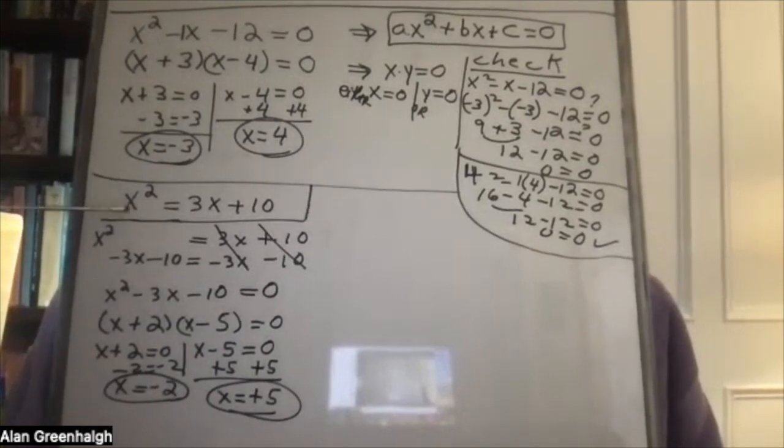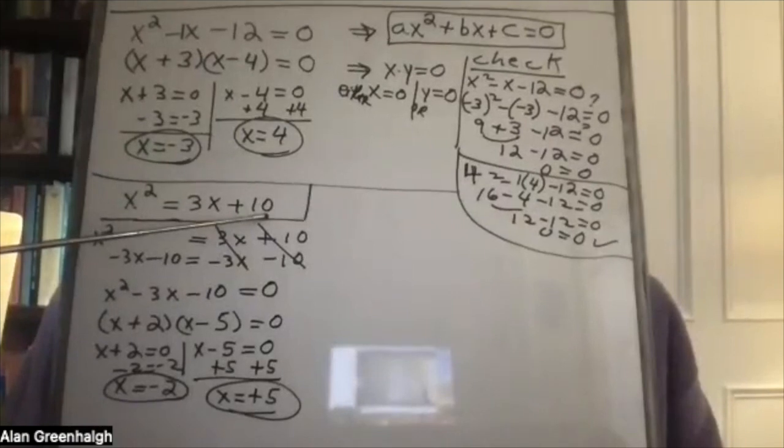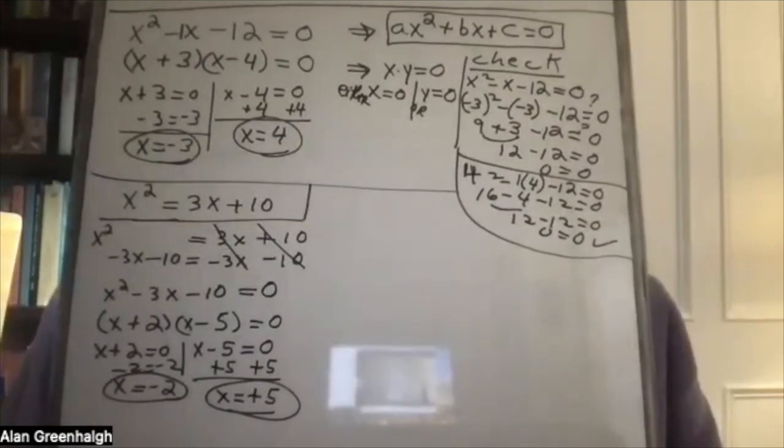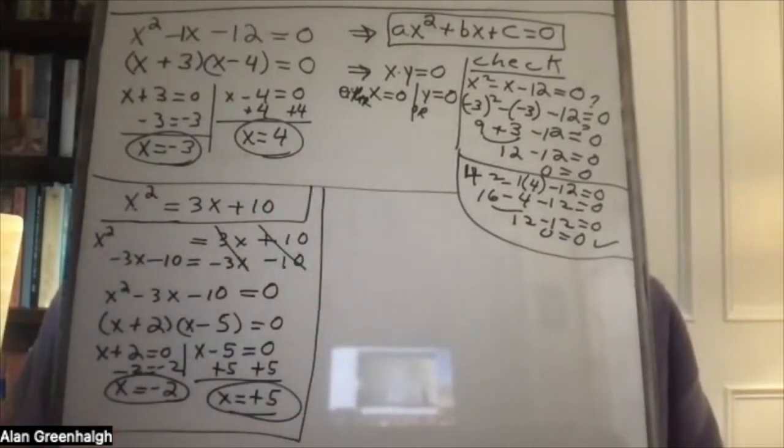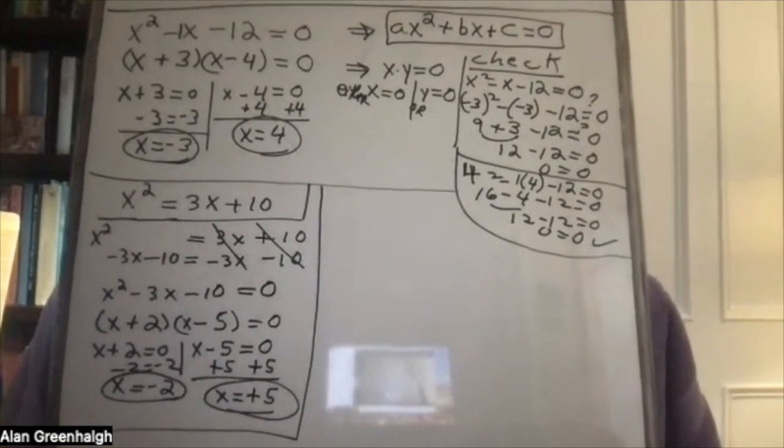-2 squared is 4. 4 equals -6 plus 10. Well, that's right. 5 squared is 25, equals 15 plus 10. And that's certainly 25 equals 25. So that works fine. And that's an example of solving a quadratic equation by factoring.